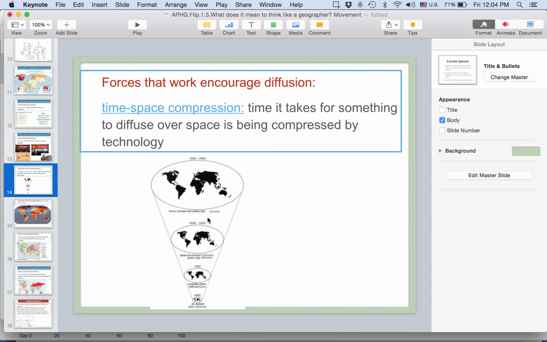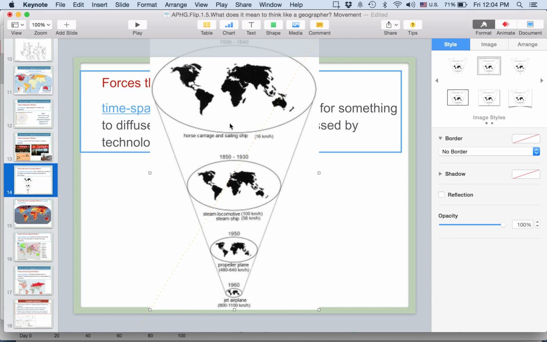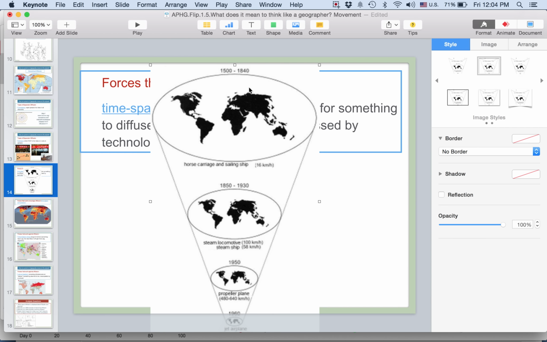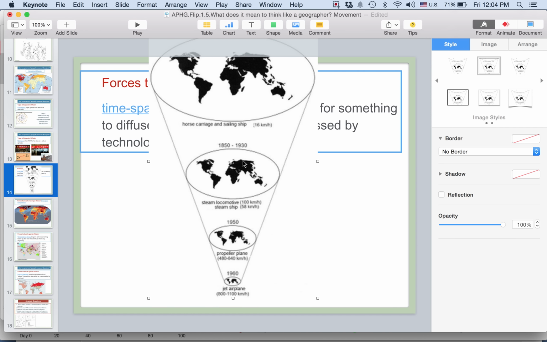This is kind of a cool graphic. It's a little hard to see, so let me see if I can zoom in just a bit, or I'll just expand it for a minute. You see here that from 1500 to 1840, the transportation options available to us were primarily horse and carriage and sailing ships. You see how big the world is there, right? By the time we're in the 1850s to 1930s, we have steam locomotives and steam ships.